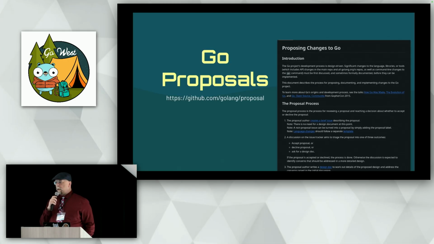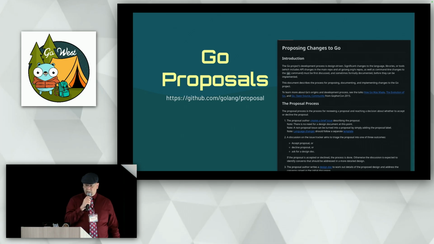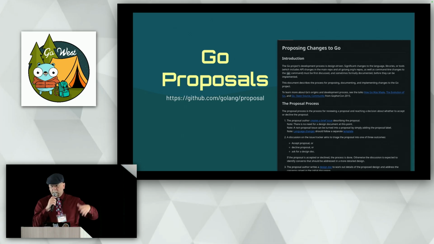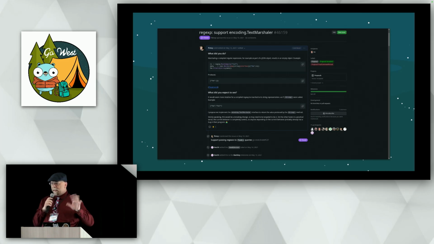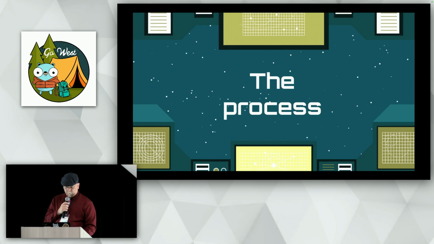So I created a proposal on the Go issue tracker. And there's links here. If you want to go read everything that happened, you can go read it later on. But I basically said, can we make the regular expression library support this? I actually asked for text marshaller rather than JSON marshaller because JSON uses the text marshaller. That detail doesn't really matter, but it would solve the problem, right? By making regular expressions convert to JSON strings properly.